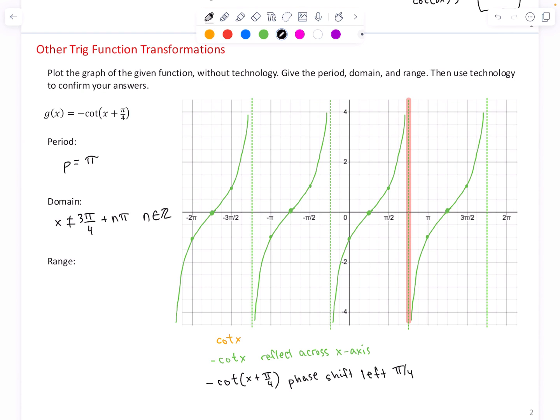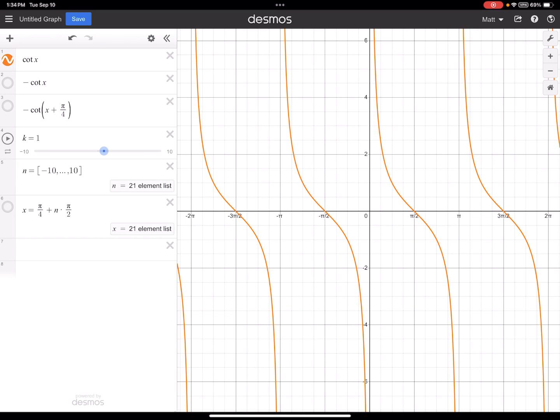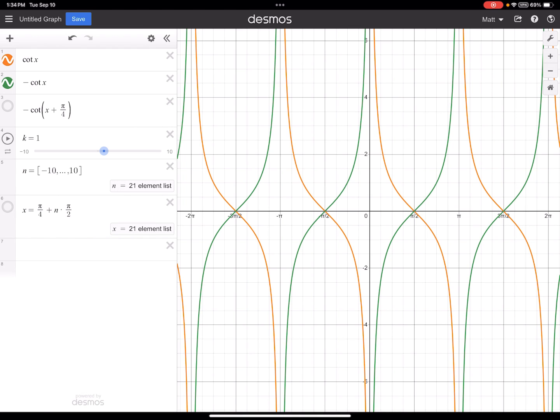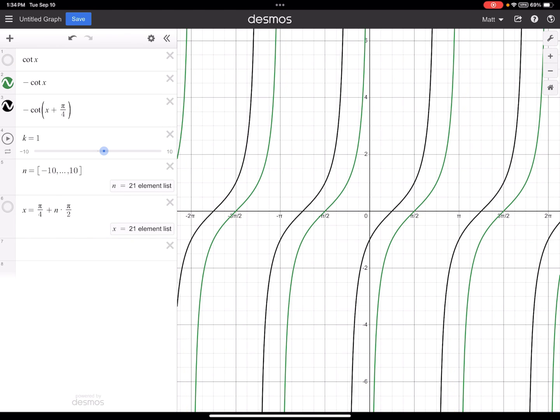It doesn't really matter which one you pick as your starting asymptote. And the range on this one will be negative infinity to infinity again. Confirming with technology, here's the graph of cotangent. We do its reflection across the x-axis, and then we shift left pi fourths.